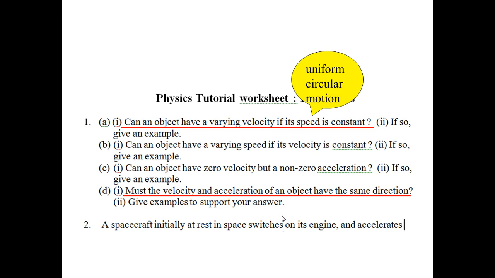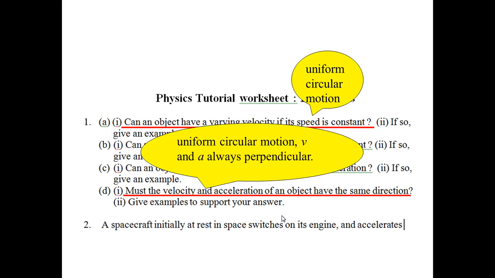Let's take a look at D part 1. Must the velocity and the acceleration of an object have the same direction? In the context of uniform circular motion, the answer here is no, not necessarily. For uniform circular motion, we derived that the direction of acceleration is always directed towards the center of the circle, but the linear velocity v is always tangential to the circle, so they are perpendicular.